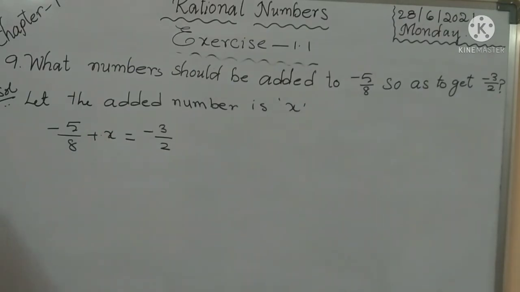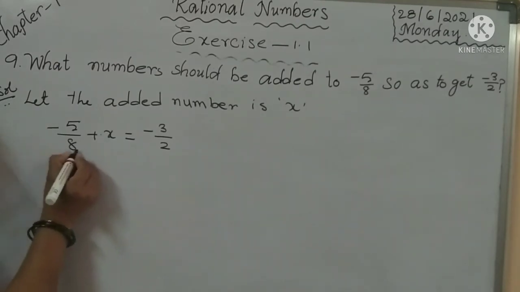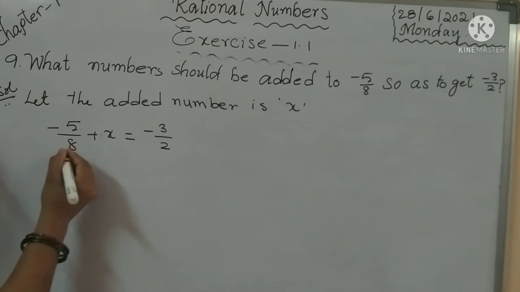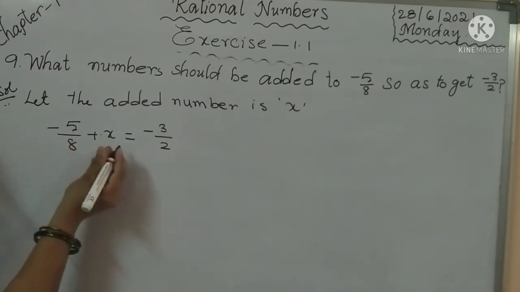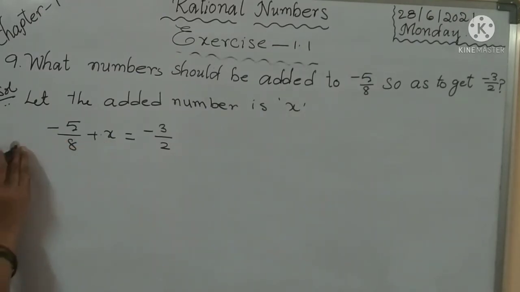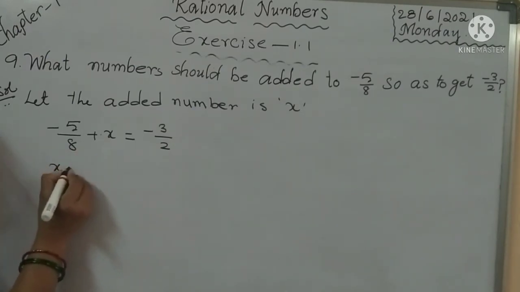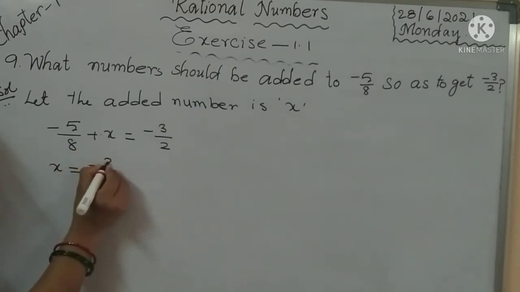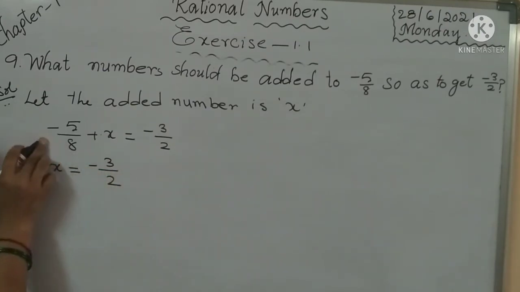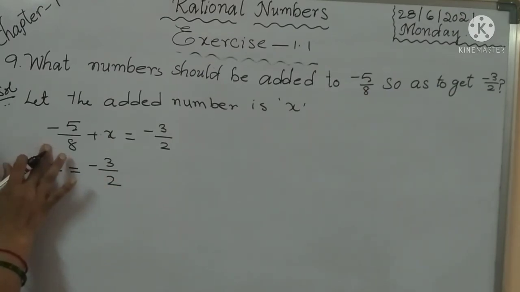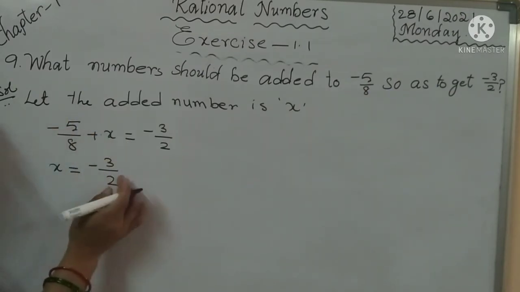Okay. Understand here? So write here: is equal to, LHS and RHS are there. So here the left side is minus 5 by 8 plus x. So here write x is equal to minus 3 by 2 plus 5 by 8, since a negative quantity becomes a positive quantity when moved across the equals sign.